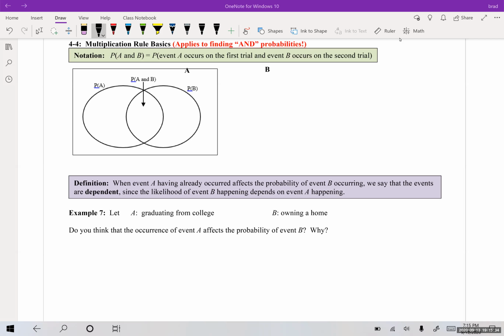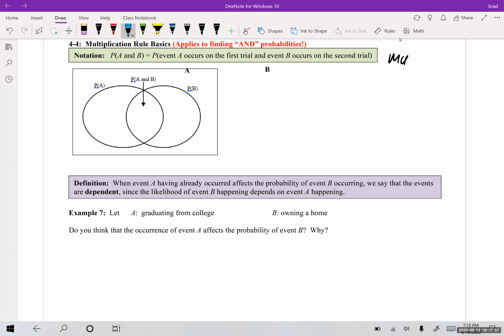Okay, so in our next video for chapter 4, this will be our second video in chapter 4. We're going to talk about the multiplication rule, and it says the probability of A and B is equal to the probability of event A occurs on the first trial and event B occurs on the second trial. So these are "and" probabilities.